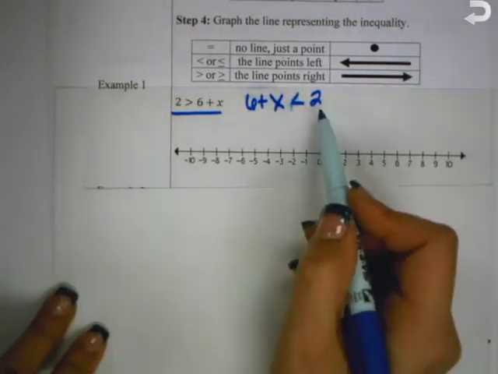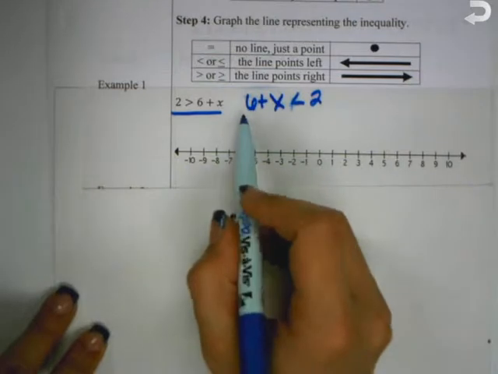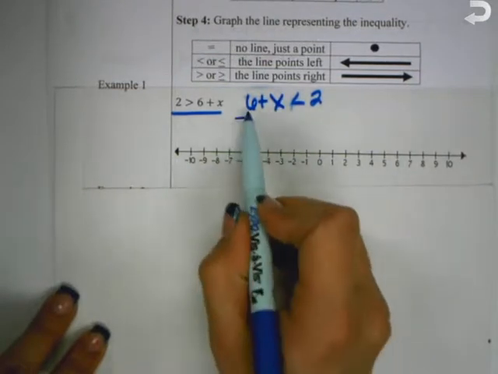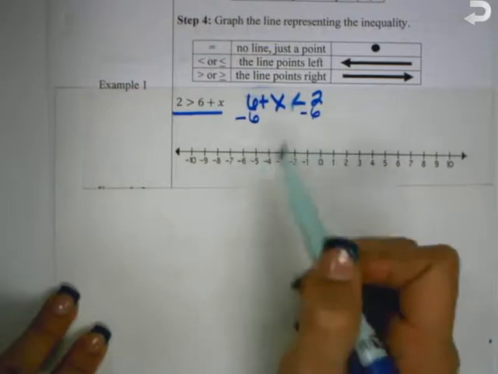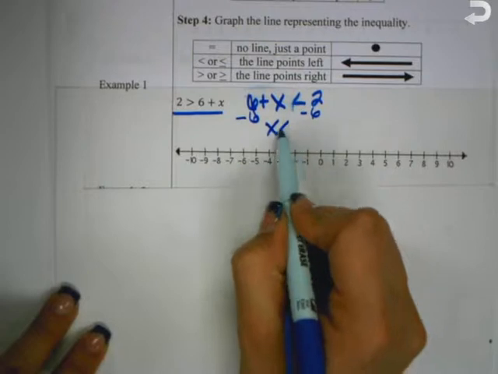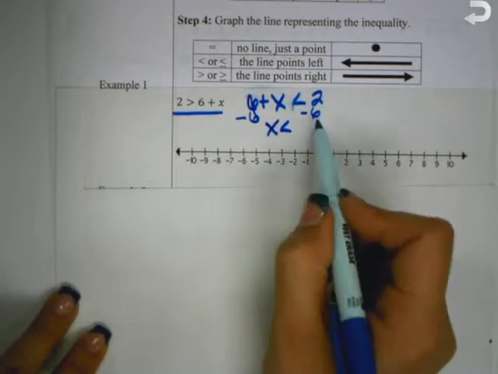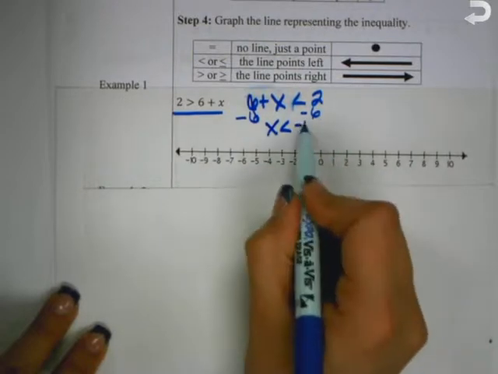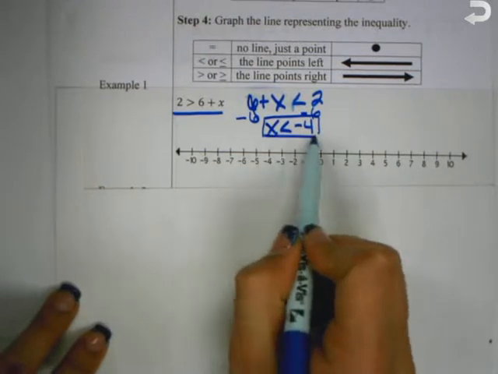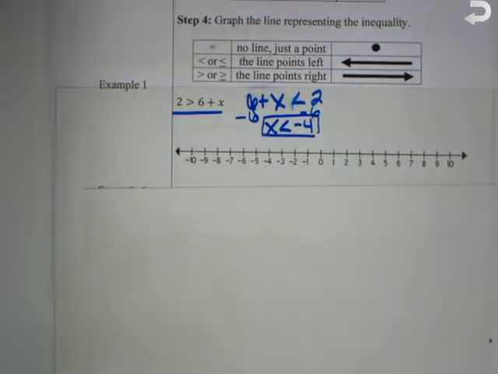So what do I do to solve this one? I subtract 6 from both sides. Same thing as what I've always been doing. So I would get x less than 2 minus 6, negative 4. That would be my answer. Now we have to graph it.